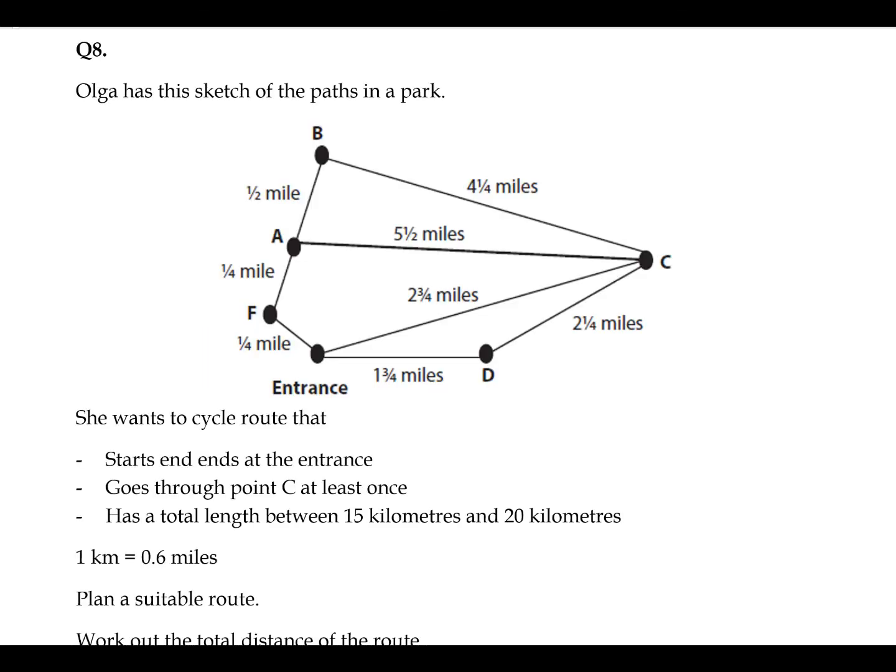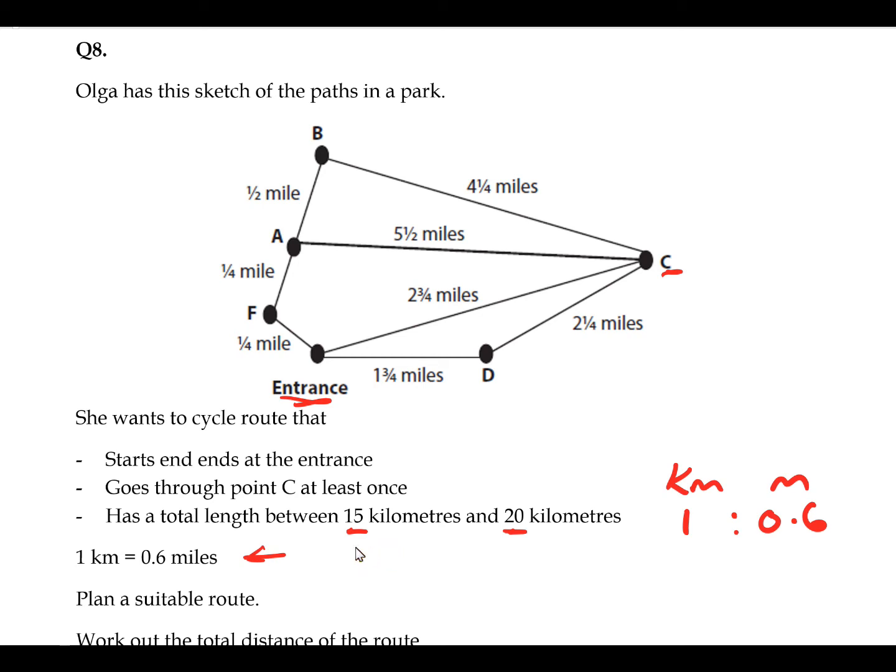Question 8. Olga has this sketch of the paths in a park. She wants to cycle a route that starts and ends at the entrance, so it starts and ends here, goes through point C at least once, and has a total length between 15 and 20 kilometres. They've given us a conversion because we have miles on our drawing, so our strap line is kilometres to miles. 1 kilometre is 0.6 of a mile, and we need to plan a suitable route and then work out the total distance of the route.